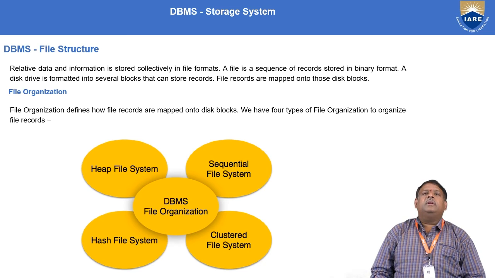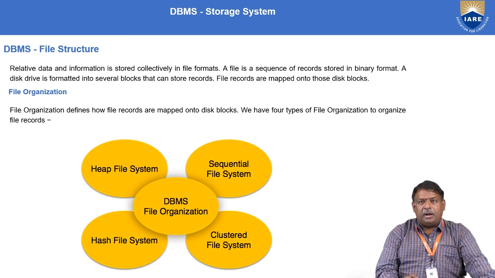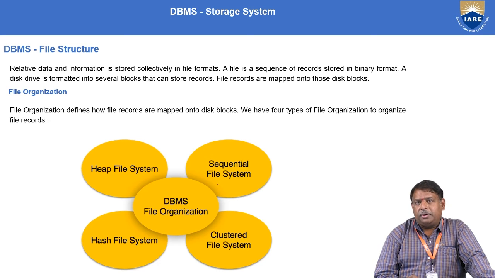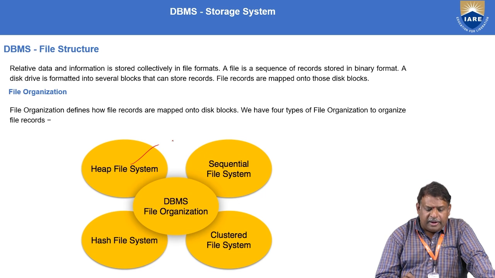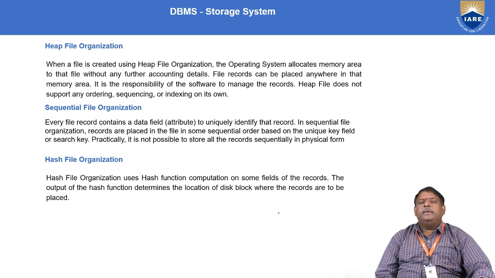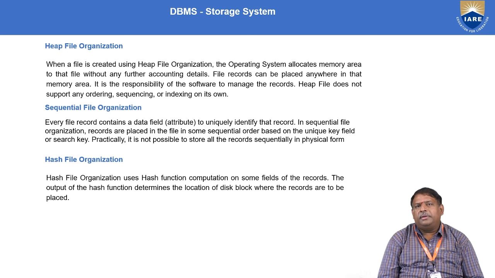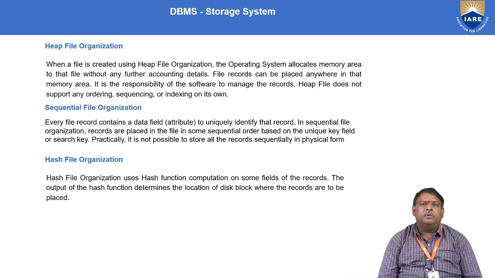File organization. File organization is how file records are mapped onto disk blocks. We have 4 types: heap file, hash file, sequential file, and clustered file system. When a file is created using heap file organization, the operating system allocates a memory area to that file without any further accounting details. File records can be placed anywhere in that memory area. It is the responsibility of the software to manage the records. Heap file does not support any ordering, sequencing, or indexing on its own.